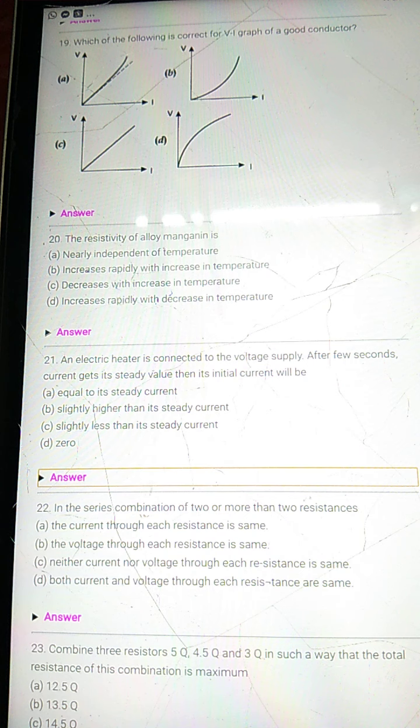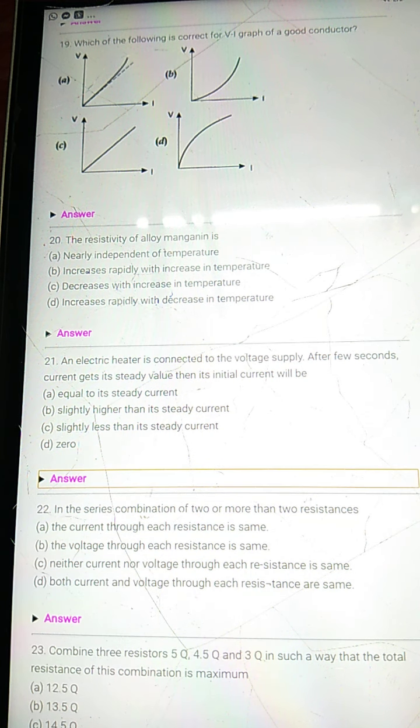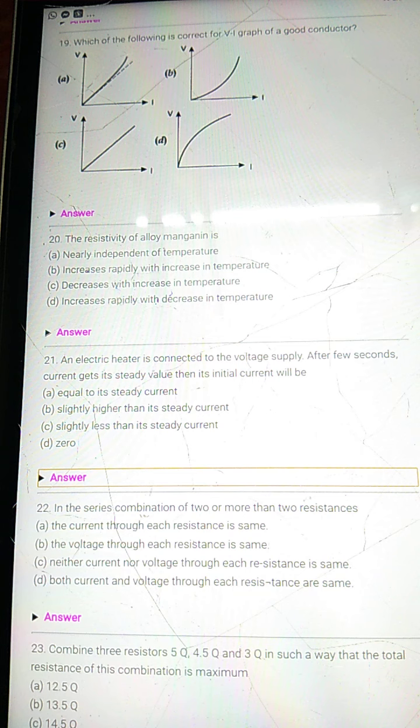That means when the heater was started initially, the coil of the heater was cold, so resistance was low, and if the resistance was low, current was high. After some time the coil is heated, and a heated coil has a greater value of resistance. So if the resistance is high for a heated coil, current is low.